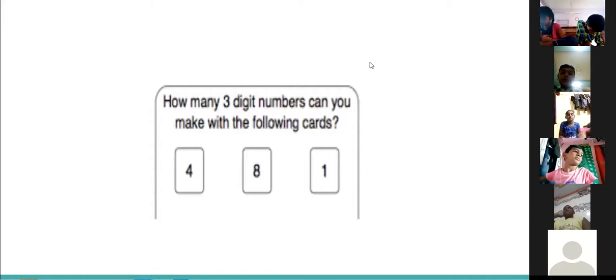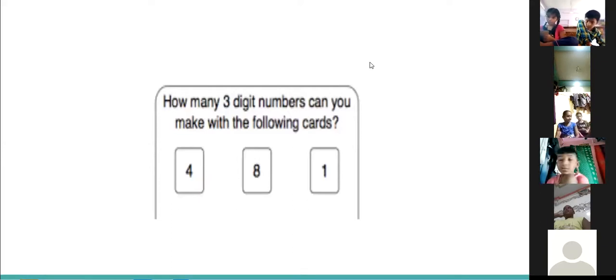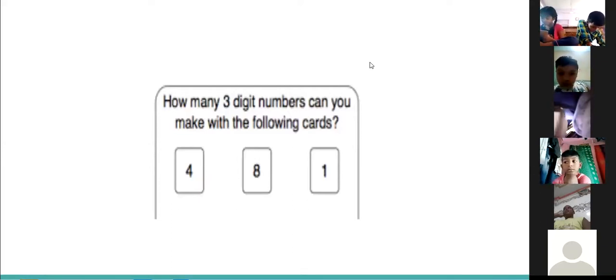So now you have to make 3-digit numbers. There will be 3 place values. So chalo, everyone start doing it in your notebook. You have the next 2 minutes to complete this. Didi, do we have to draw beads? No, you don't have to draw beads, child, you have to make the number.